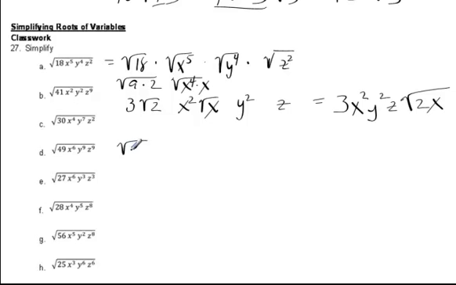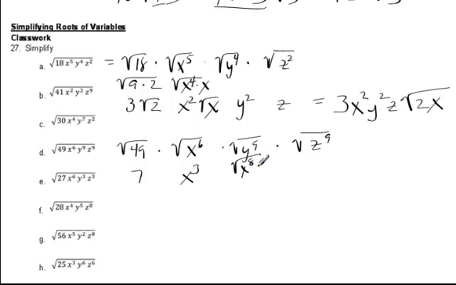Okay, let's go down and do D. So I'm going to separate them. Square root of 49 times the square root of x to the 6th times the square root of y to the 9th times the square root of z to the 9th. Well, square root of 49, guess what? That's a perfect square, so that's easy. That's 7. Okay, square root of x to the 6th, this is a perfect square, so the square root is x to the 3rd. Y to the 9th is not a perfect square because the exponent is odd, so we need to separate that into y to the 8th times y. And now the square root of y to the 8th is y to the 4th, and then this y has to stay in jail.